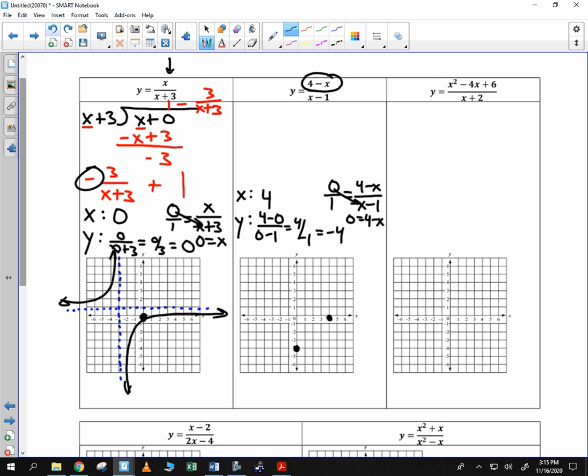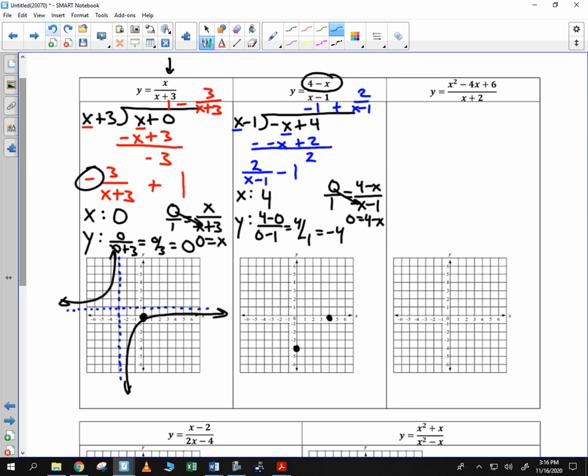To come up with the rest of the graph, take x minus 1 and divide it into negative x plus 4. What do we multiply x by to get x? Negative x, we multiply by negative 1. Negative x plus 1, we get 3. So it's plus 3 over x minus 1. Or in other words, 3 over x minus 1, minus 1.